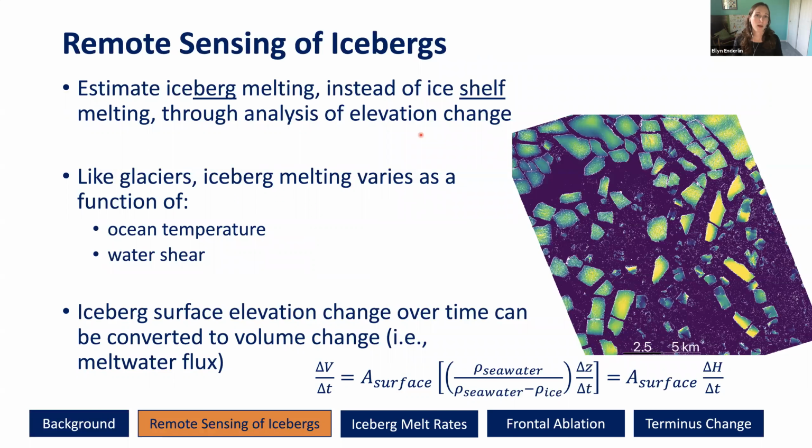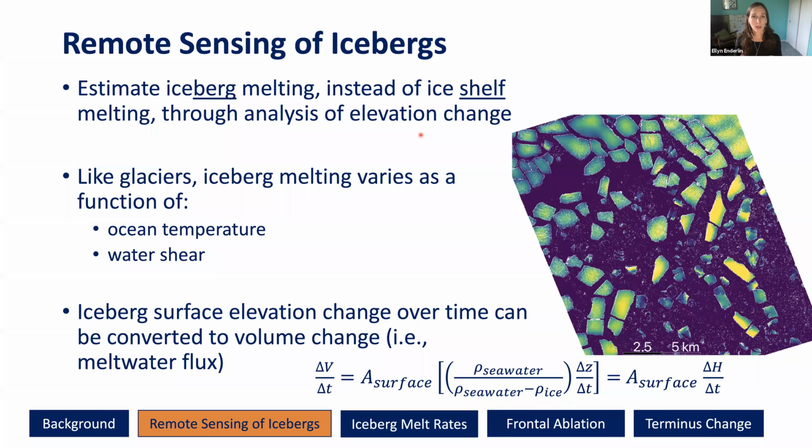So this got me thinking about how we can actually look at submarine melting. This is work that I started with Gordon at UMaine. We said, all right, there are these new high resolution digital elevation models that we can make of glaciers and of icebergs. Well, why don't we look at iceberg melting instead of ice shelf melting? Because we can also look at elevation changes to get at that. And iceberg melting should also, just like glaciers, vary as a function of our ocean temperature and the shear of the water past the ice.